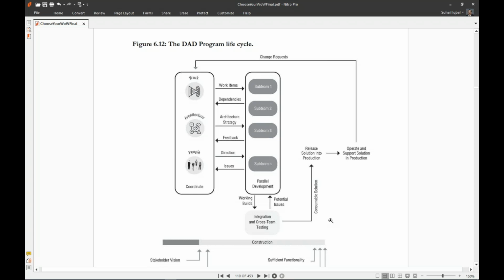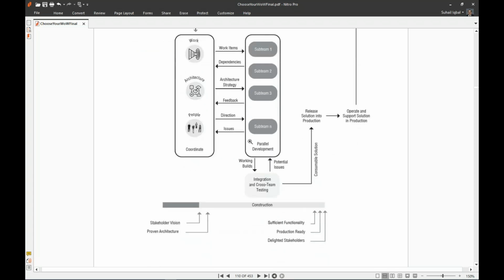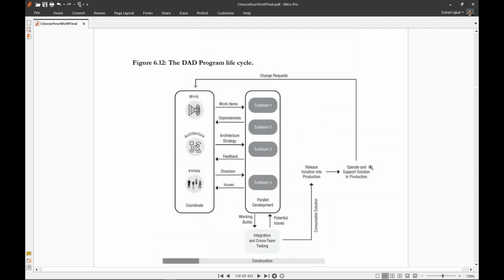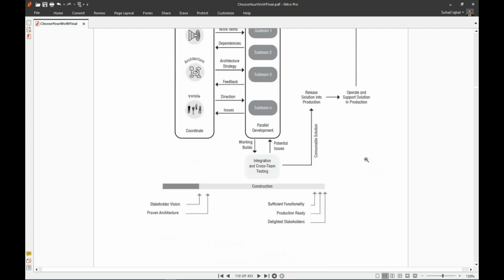People direction is given and issues are reported. Right, this is the parallel development. So what is happening then? Integration and cross-team testing. Working builds are created and potential issues are reported back, and consumable solution is sent to release solution in production, which then onwards goes to operate and support solution in production. Ultimately, if there is a change request, that again goes back to the coordination.